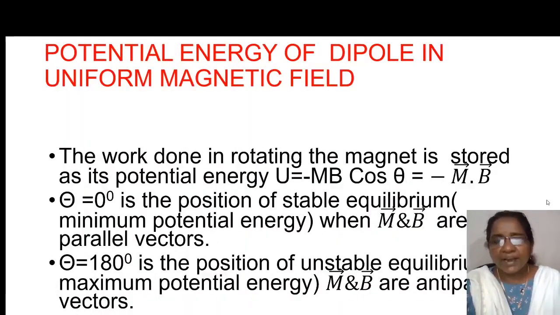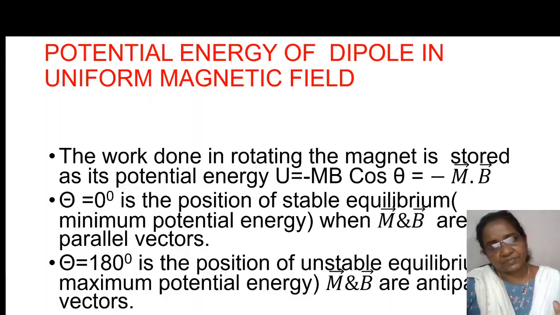Now, when the magnet is rotated in the magnetic field, it will store energy. That stored form of energy is known as the potential energy. The work done in rotating the magnet is stored as the potential energy, and its expression is negative m b cos theta, or negative m dot b in vector notation. Even in vector notation, it is not a vector, as it is a dot product or scalar product. So it is a scalar quantity. Energy is a scalar quantity, work is a scalar quantity.